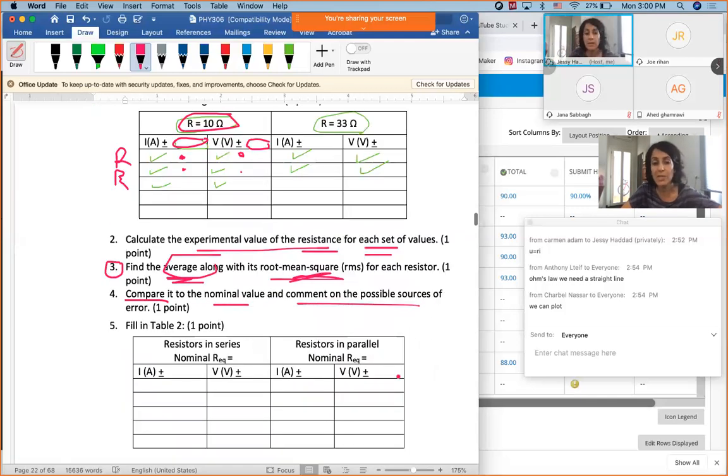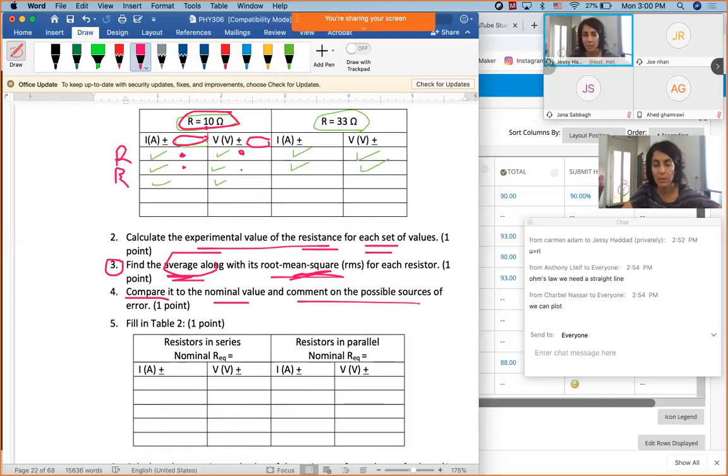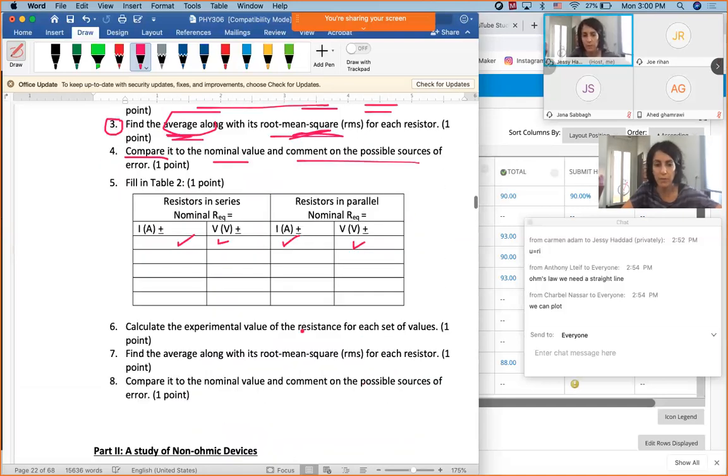Then you put the resistors in series, like I'm talking about the 10 and the 33. You repeat the experiment, I give you the values, and you're supposed to find R for each set, and do the average and the RMS. So it's a repetition. Compare sources of errors.